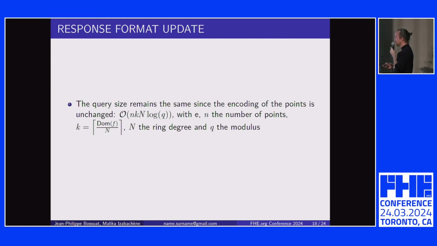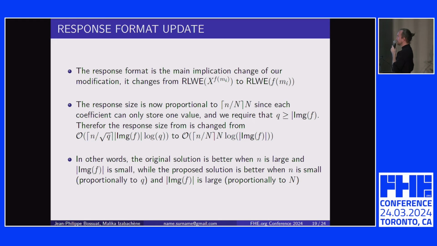But now we have to see what it implies on the query size, the message response, and the computation. So the query size remains the same because the encoding is exactly the same. We encrypt the message at the exponent. So it has a size that is proportional to the domain of the function times what it would take in number of bits to encrypt its message. And now what is the main difference is the response. So the response is now proportional to the number of points and not anymore to the image of f.